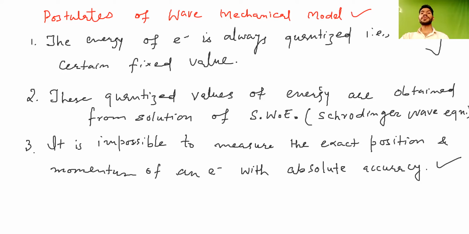That's actually the Heisenberg's uncertainty principle, but this is also one of the postulates of this wave mechanical model, because I have told you that this wave mechanical model was collectively given by Erwin Schrödinger as well as Werner Heisenberg. So this is the Heisenberg's uncertainty principle, the third postulate. So have you noted down this? Shall I move to the next slide? One second. Okay, sure. Just note down this.